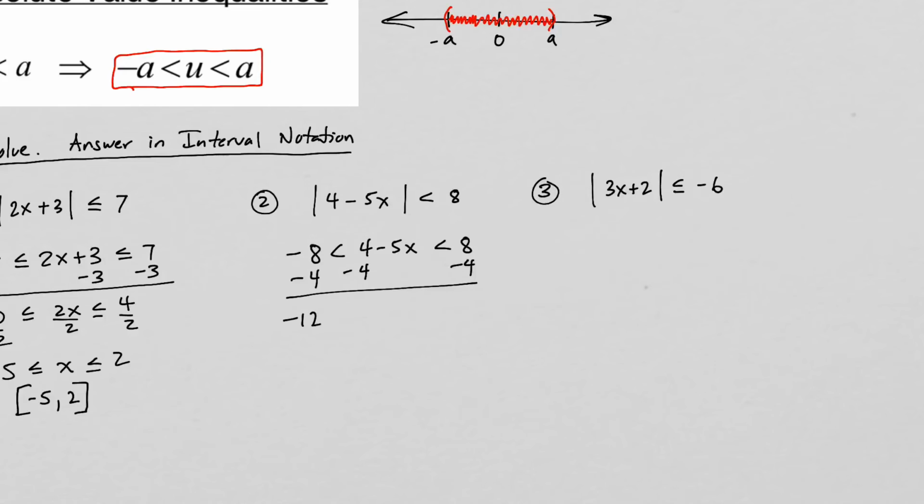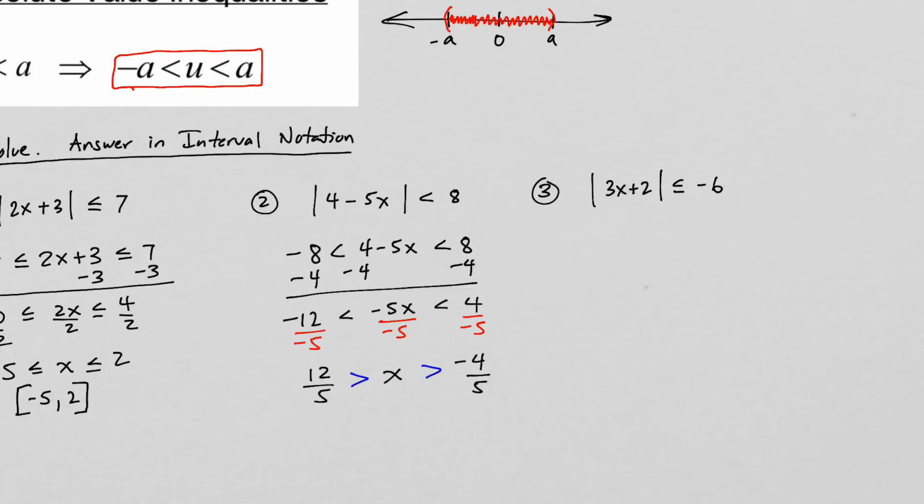This gives us negative 12 is less than negative 5x is less than 4. And then we have to divide by negative 5. And when you divide by negative 5, you get positive 12/5. And then remember, when you divide by a negative, you have to switch the sign on both of those. And then 4 divided by negative 5 is negative 4/5.